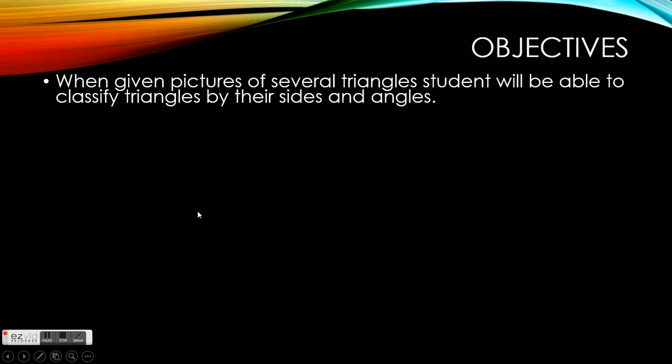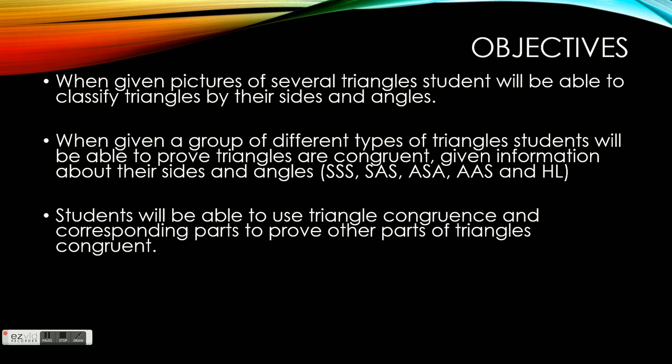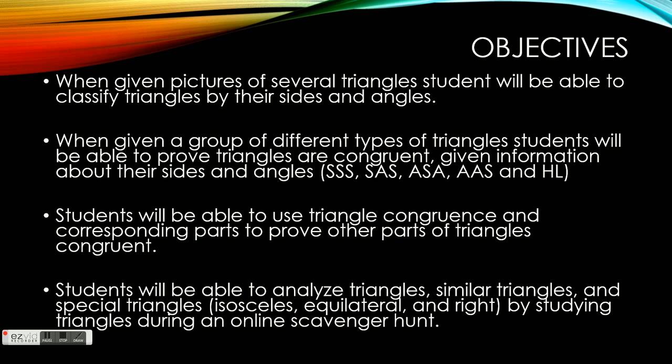Objectives. When given pictures of several triangles, students will be able to classify triangles by their sides and angles. When given a group of different types of triangles, students will be able to prove triangles are congruent given information about their sides and angles. Students will be able to use triangle congruence and corresponding parts to prove other parts of triangles congruent. Students will be able to analyze triangles, similar triangles and special triangles by studying triangles during an online scavenger hunt.